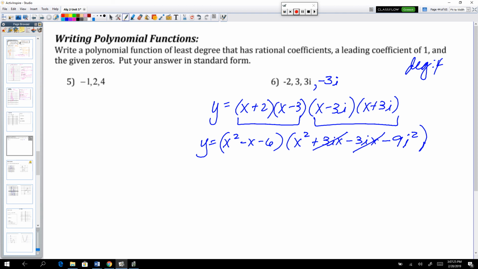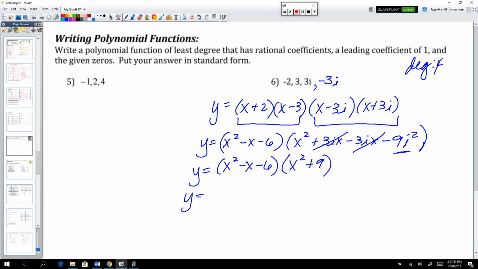These cancel. So now I have y equals x squared minus x minus 6 times x squared. Remember what happens to i squared? That turns into -1. So this is x squared plus 9. So now I've got another 2 by 3. I'll first do it by hand. Hopefully I'll get it right this time. I'll first do it by hand, going side to side, and then I'll do the box method.